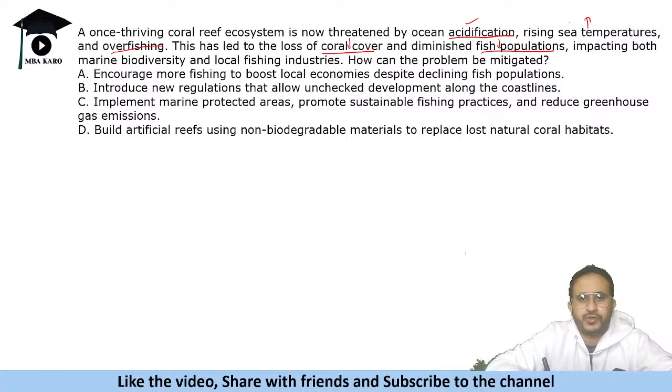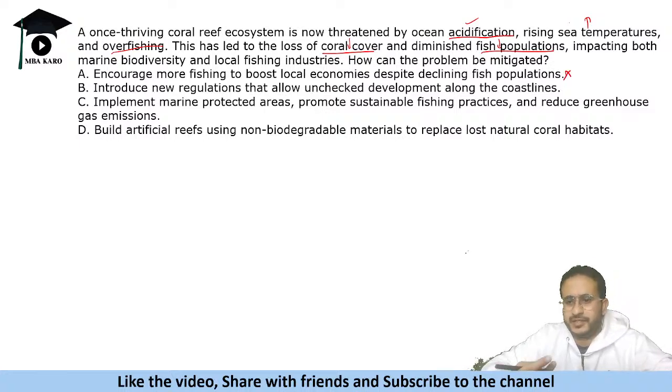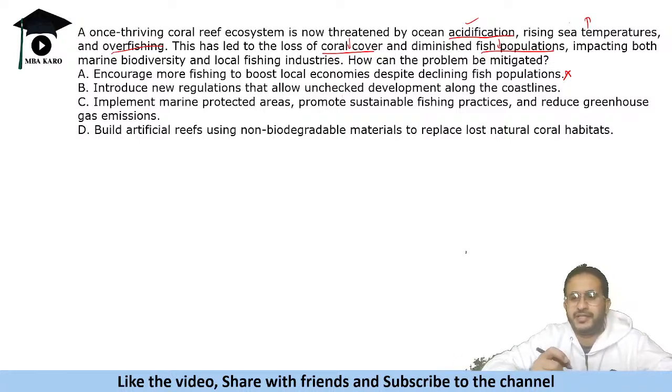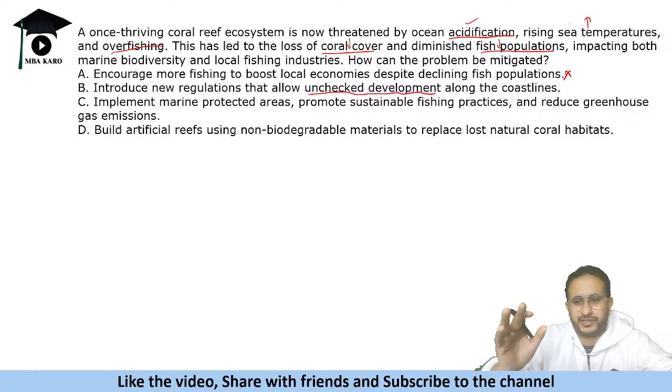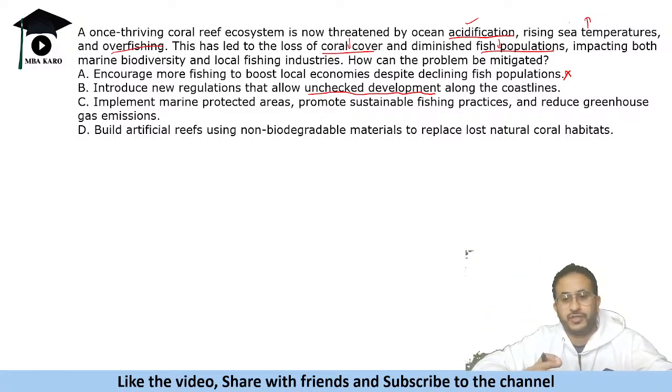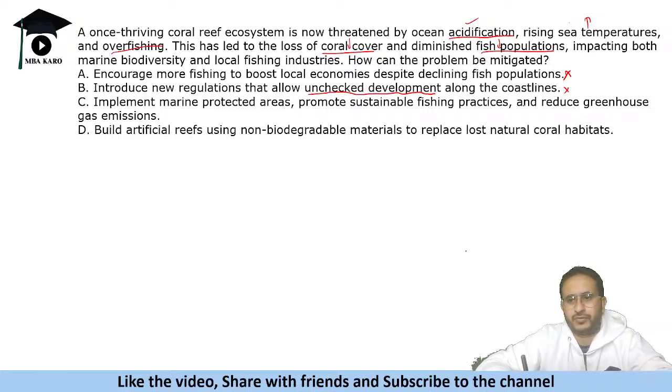Encourage more fishing to boost local economies, so this is going to increase the problem. If fishing is done excessively, then already fishes are dying, it will cause more fishes to die. Introduce new regulations that allow unchecked development along the coastlines. Okay, don't read regulation and think regulation is good, right? What does it say? It says unchecked development. Unchecked development means there is no check on it, right? You can develop anything you want. So unchecked development can be harmful, isn't it? If you are developing some industries or something, there has to be some check on them. If there is none, they can do anything, so they can cause damage also.